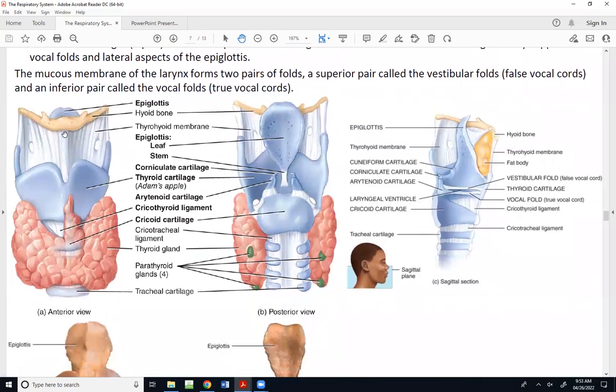So here's what you need to highlight. The top here, the epiglottis, where we can see it projecting up above the hyoid. The thyrohyoid membrane, I want you to highlight because it's nice and visible. The epiglottis again, but make sure you also know the two parts, the leaf and stem. Highlight the corniculate cartilage, the thyroid cartilage, arytenoid cartilage, the cricothyroid ligaments, and then the cricoid cartilage. I won't worry about any of the other stuff that's there.